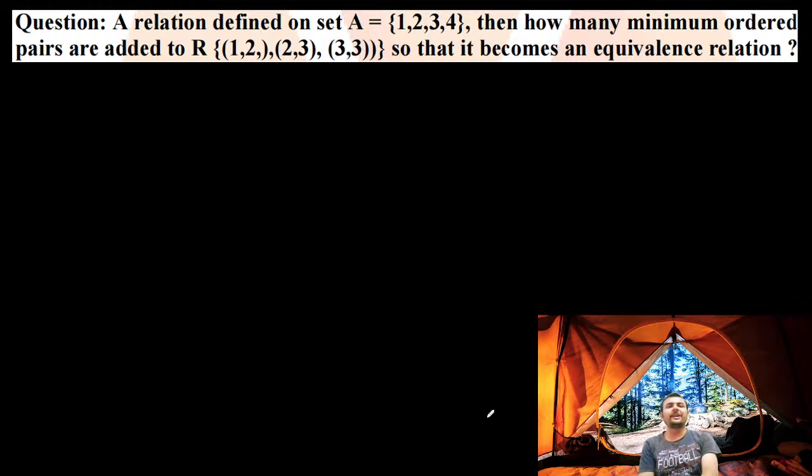A relation is defined on the set A equal to {1, 2, 3, 4}. Then how many minimum ordered pairs must be added to R so that it becomes an equivalence relation? Okay, so you will see that A cross A has 16 elements.